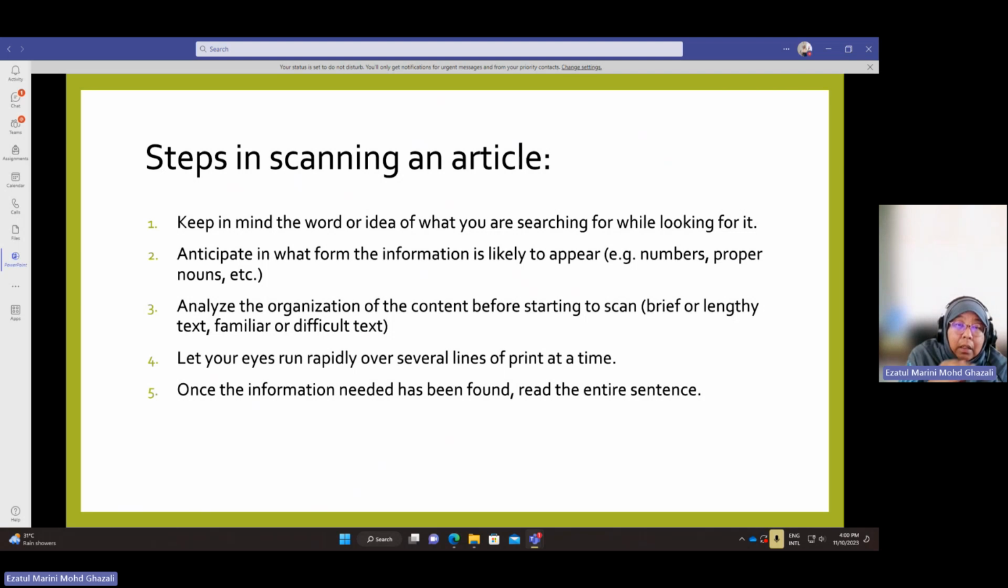And then again, it is the same, it is like skimming also, sorry. Your eyes run very rapidly over several lines, but at this point of method, whereas in skimming you read very quickly because you want to understand what is in the text, here you run your eyes very quickly because you have some information that you need to specifically find out, right? Once the information needed has been found, then only you read the entire sentence.